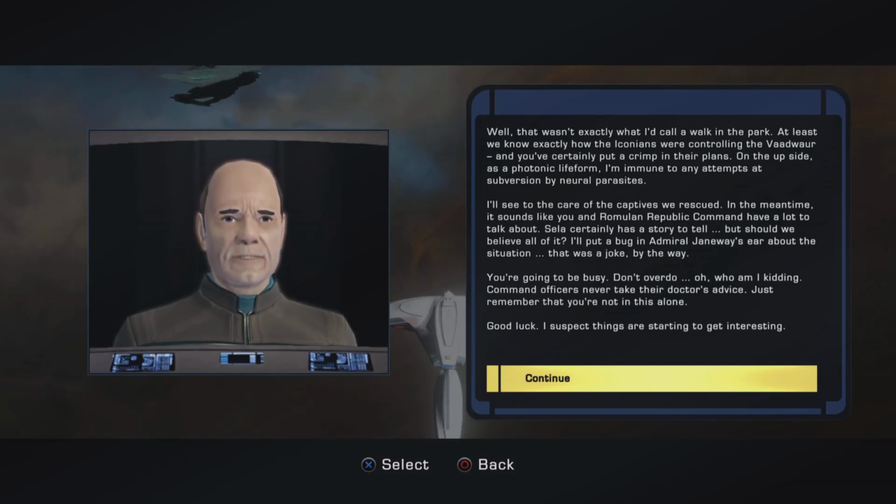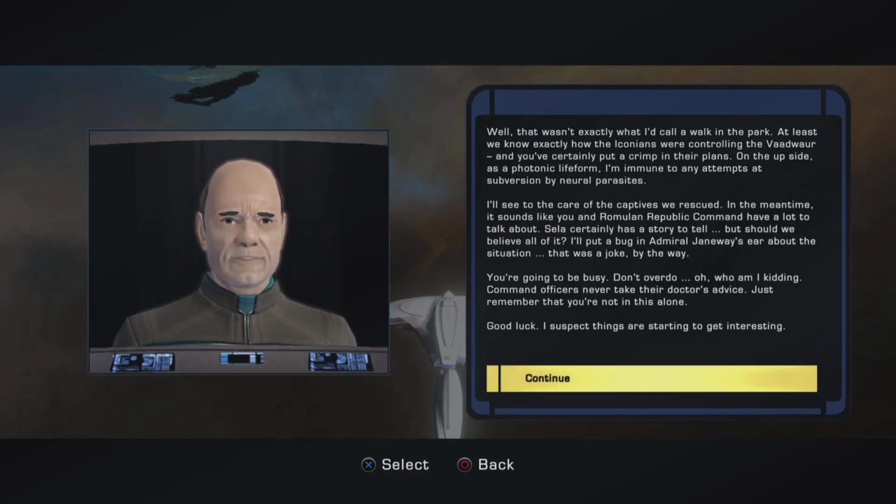Well, that wasn't exactly what I'd call a walk in the park. At least we know exactly how the Iconians were controlling the Vaadwaur. And you've certainly put a crimp in their plans. On the upside, as a photonic life form, I'm immune to any attempts at subversion by neural parasites. I'll see to the care of the captives we rescued. In the meantime, it sounds like you and the Romulan Republic Command have a lot to talk about.